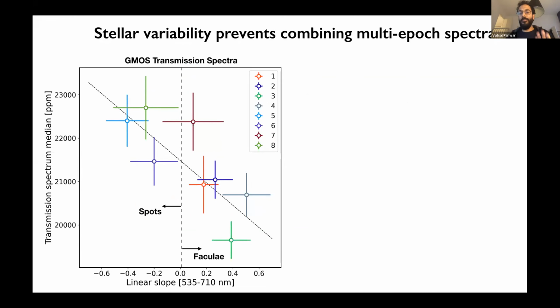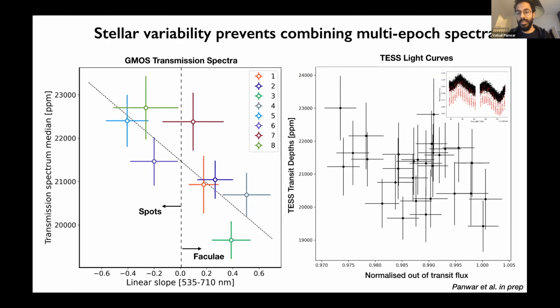And when I compare this with what we observe from TESS, so TESS has observed about 26 transits of WASP-19, we see this change in the white light curve transit depths with respect to just the normalized out of transit flux for each of the transits. Which raises the question: could we just simply combine these observations? Could we just simply combine these transmission spectra?